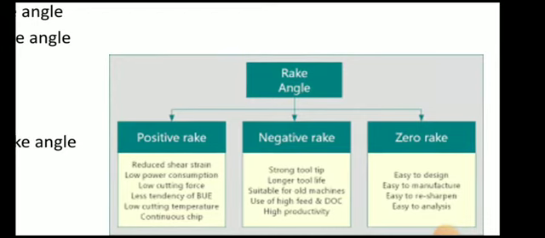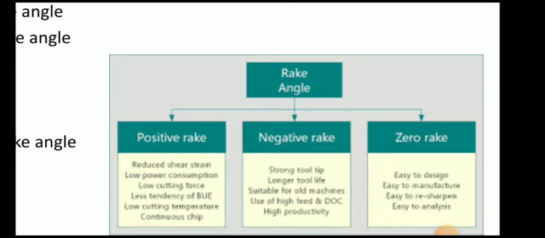Okay, these are some benefits of positive rake, that is reduced shear strength, then low power consumption, because as you are using the positive rake angle, the tool becomes sharp. So low power consumption, low cutting force, then less tendency of built up edge, low cutting temperature and continuous chips are produced with the positive rake angle.